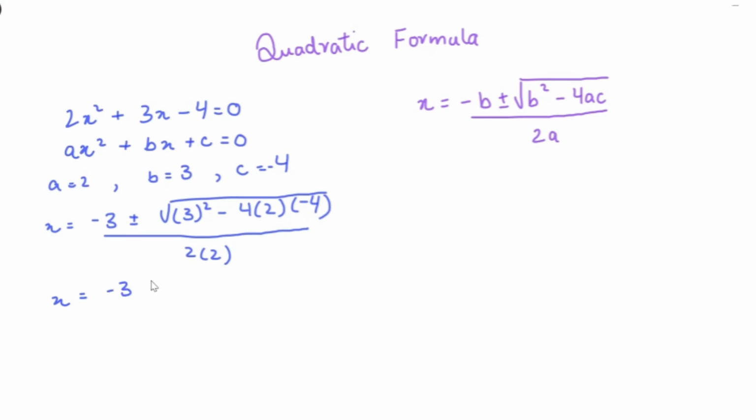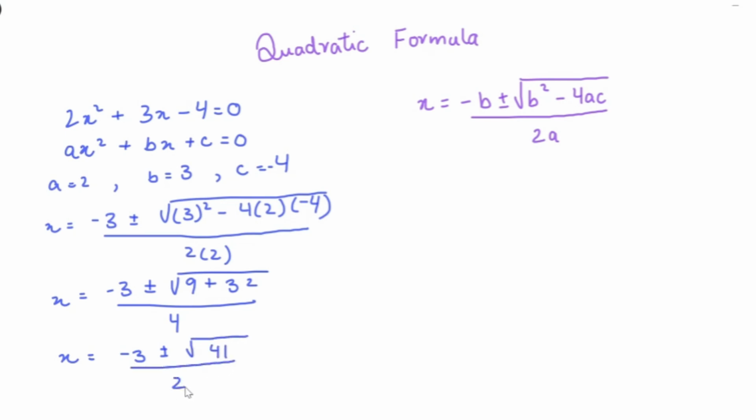Now let's solve this. We get 9 plus 32 over 4. X is equal to minus 3 plus minus under root 41 over 4. Now these two would be our values of x. This is a really simple formula which can be applied on all quadratic equations.